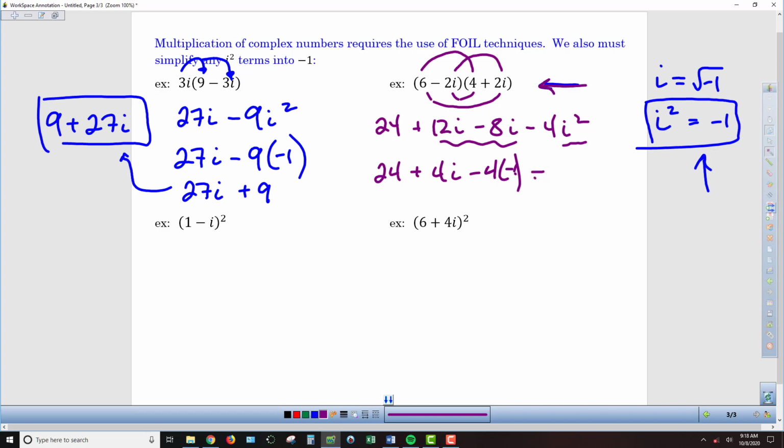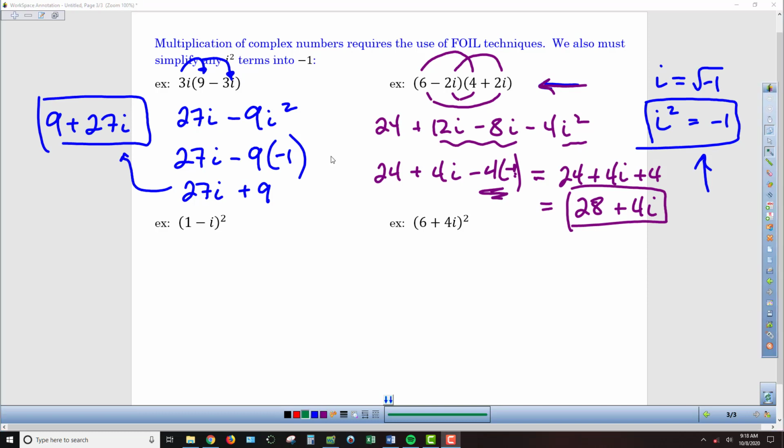So if we keep going here, we've got 24 plus 4i, and then negative 4 times, that's a negative 1 in there, so we're going to get positive 4. And so now I've got one more round of like terms to gather. I've got 24 plus 4 makes 28, and then plus 4i.